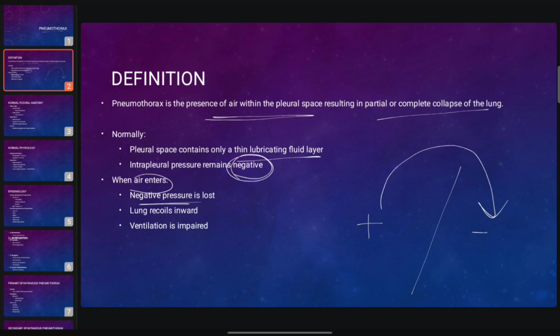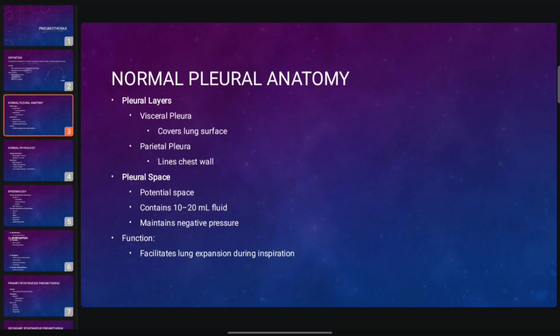That's why when we breathe and we inspire, the lung creates a negative intrathoracic pressure, and there is positive atmospheric or environmental pressure, and the air moves from the positive towards the negative. And then when air enters into the lungs, negative pressure is lost, lung recoils inward, and ventilation is impaired. Okay, and what is the normal pleural anatomy? So this is very important in knowing about the pathogenesis or the mechanism for the pneumothorax.